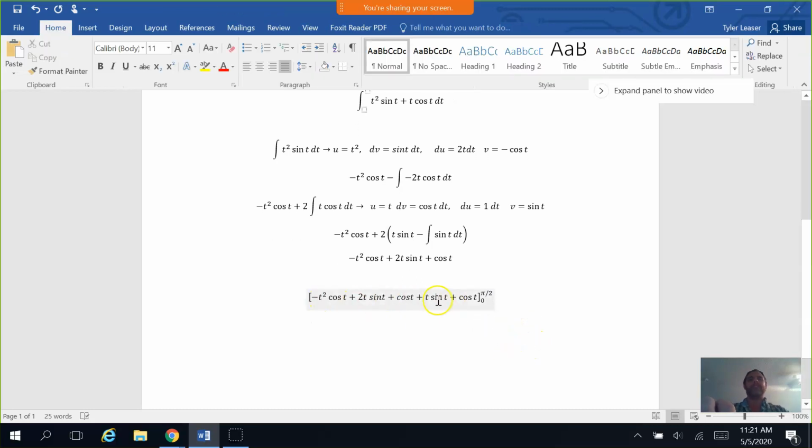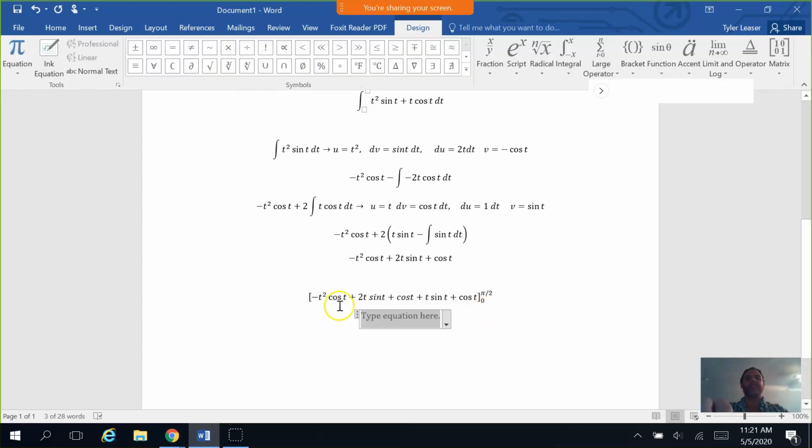Okay, so we plug pi over 2 into that, minus plugging 0 into that, and we should get some results here. Cosine of pi over 2 is just 0, so that whole term is 0. Plugging pi over 2 into this one, sine of pi over 2 is 1. So plugging the pi over 2 in for that t, we get 2 times pi over 2, which is just pi.